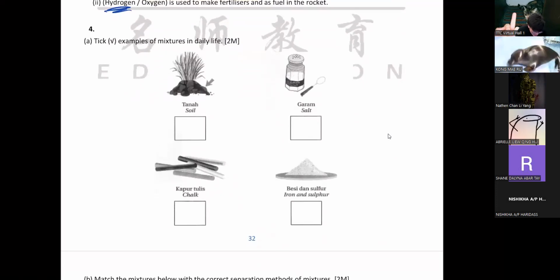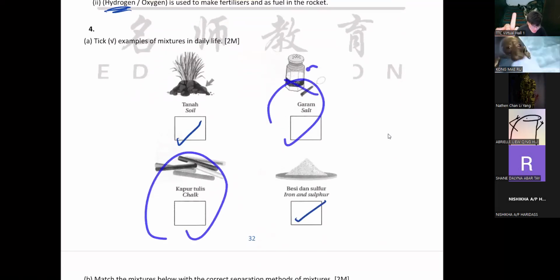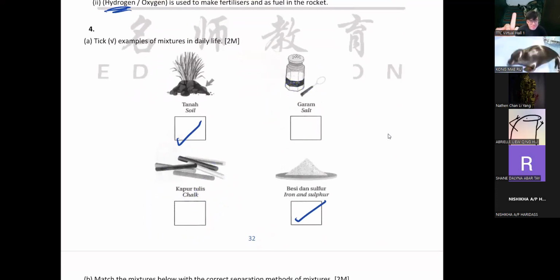Okay, so number four. What is a mixture in daily life? Your soil is a mixture. Your iron and sulfur is a mixture. Chalk is not a mixture. Salt is not a mixture. They are compounds.